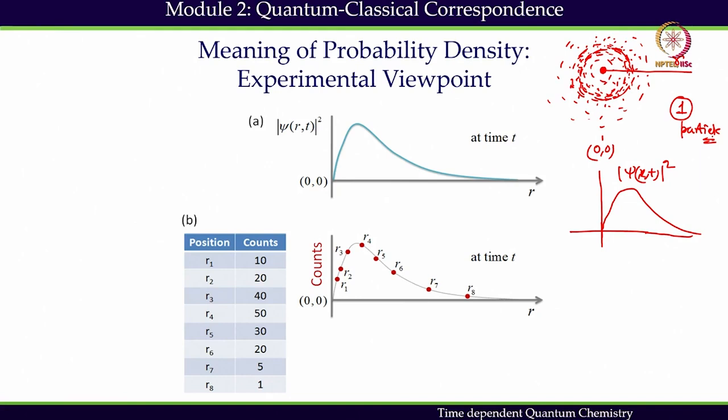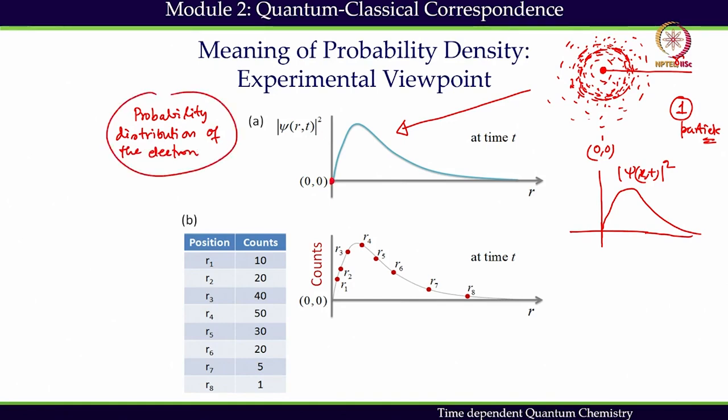So, to find out the meaning, what we have drawn here is a possible probability distribution of the electron, assuming that the nucleus is sitting at the 0, 0 position.